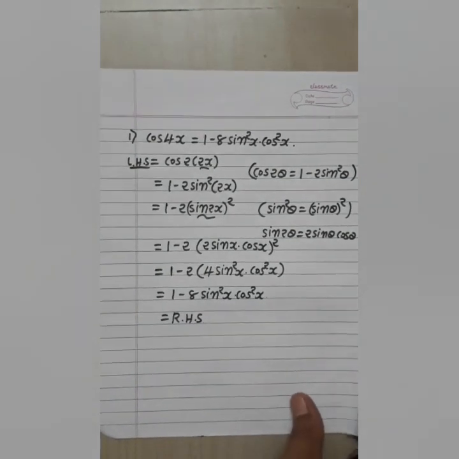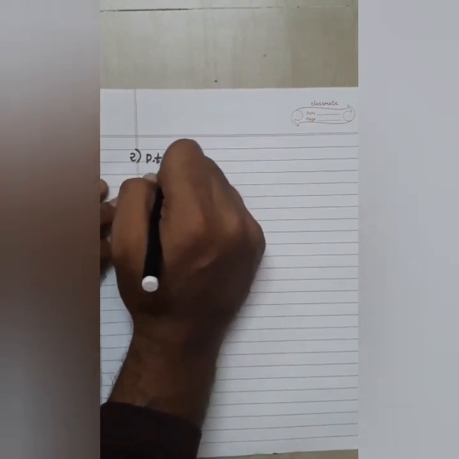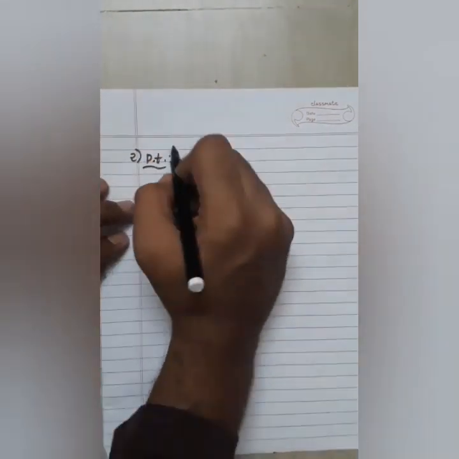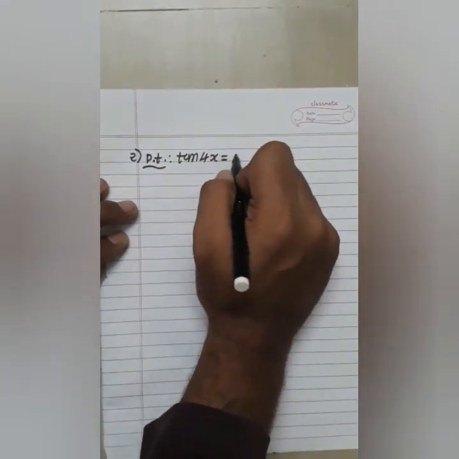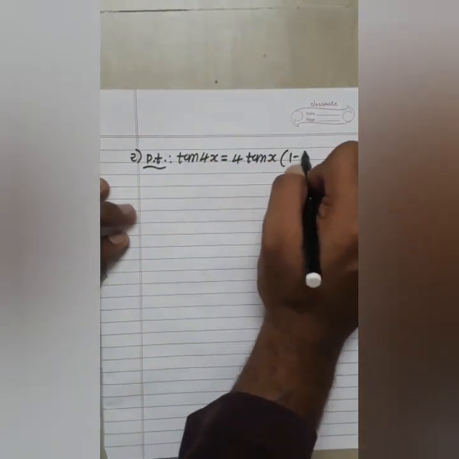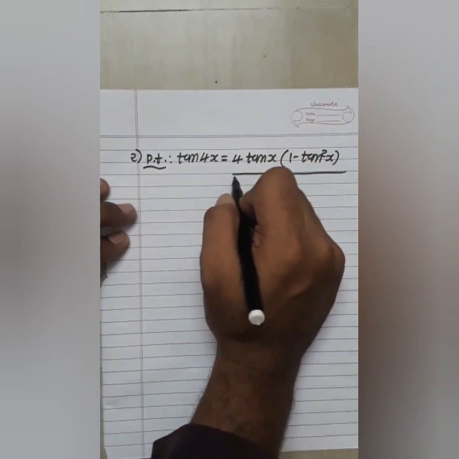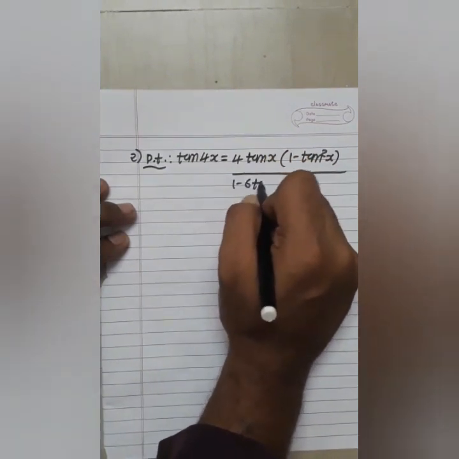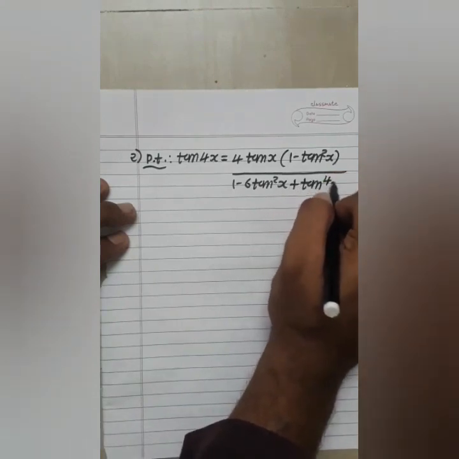Next question. Prove that tan 4x is equal to 4 tan x into bracket 1 minus tan square x, upon 1 minus 6 tan square x plus tan raised to 4x.